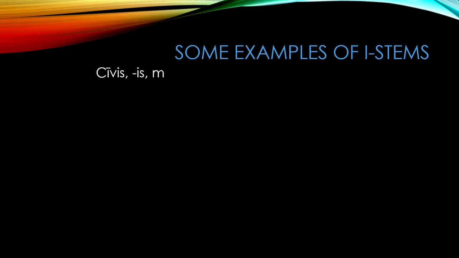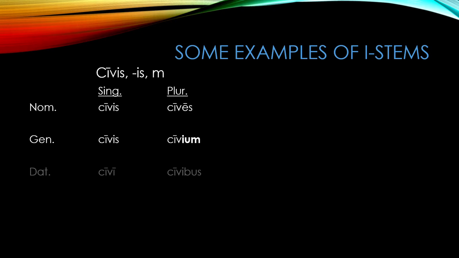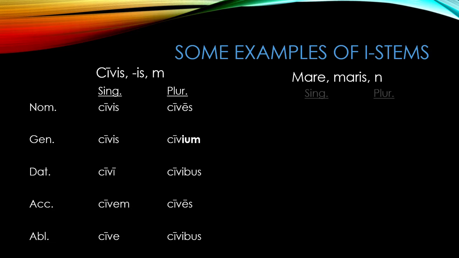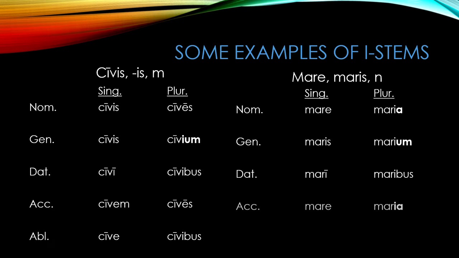On your screen now, you can see an example of a masculine/feminine I-stem noun and a neuter I-stem noun. The new endings can be seen in bold. In civis, civis, which is masculine, the genitive plural is civium instead of civum. In mare, maris, which is neuter, the ablative singular is mari instead of mare. The nominative plural is maria instead of mara, the genitive plural is marium instead of marum, and the accusative plural is maria instead of mara.